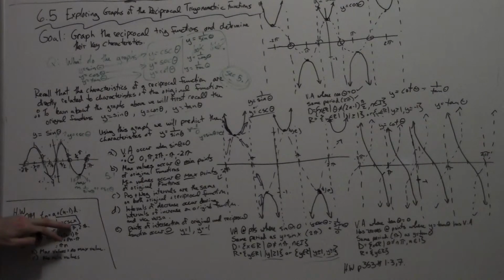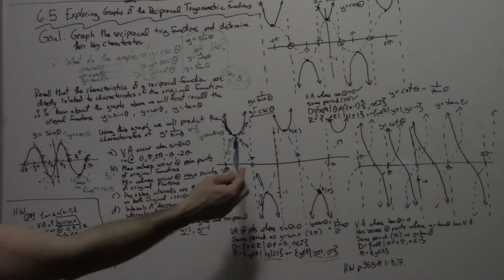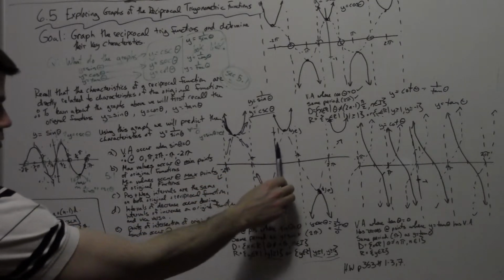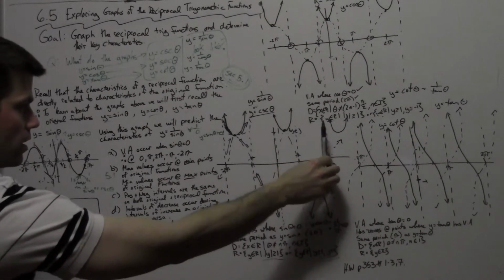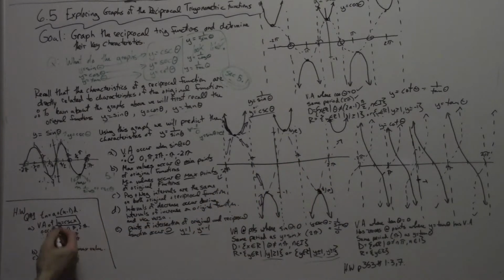So the first thing we want to do is look at this graph and see where the vertical asymptotes occur. So we're going to go to this graph, which is right here, and we see the vertical asymptotes occur at pi, they occur at 0, negative pi, and 2 pi. So here I write down the vertical asymptotes of y equals cosecant theta occur at 0, pi, and 2 pi. So I have those written down.